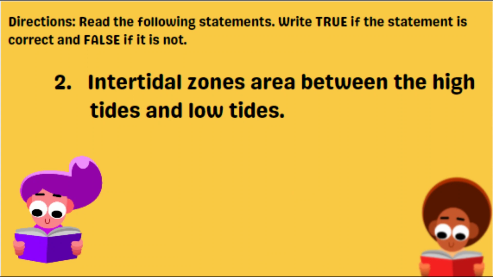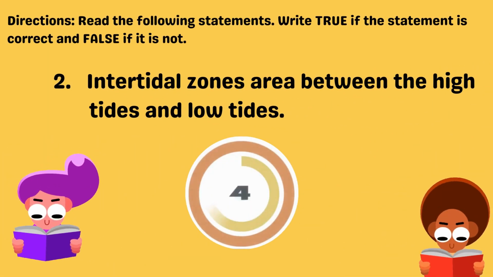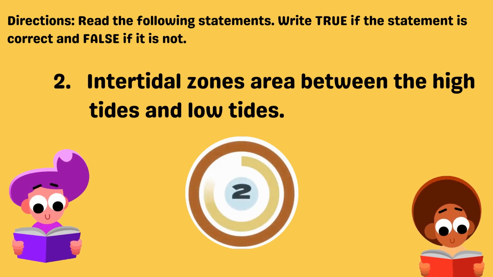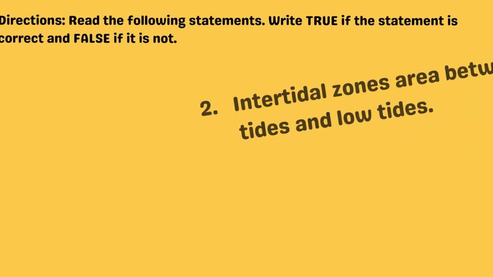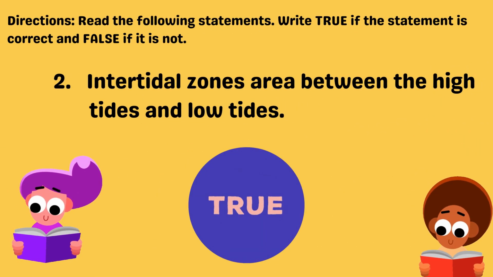Number 2. Intertidal zones are areas between the high tides and the low tides. The correct answer is true.